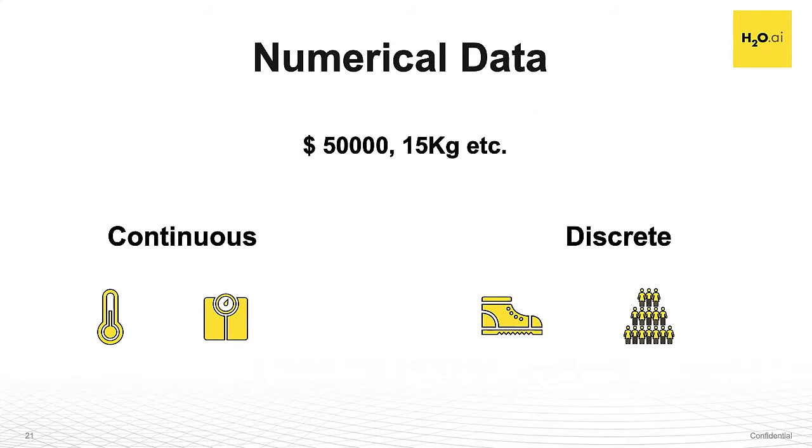Discrete data, on the other hand, can only take certain values. For instance, your shoe size. So your shoe size could only be like 3, 4, or sometimes in some countries, it's 3.5, 4.5, but it cannot be like 3.4567. Similarly, number of people. Number of people can always be 4 people, 5 people, 100 people. They cannot be like 4.5 people. So that's discrete numerical data.